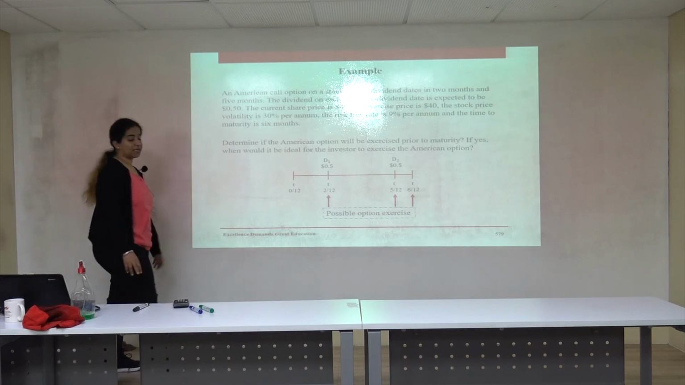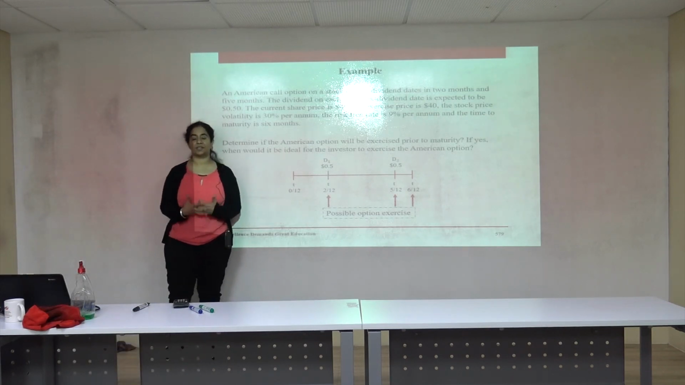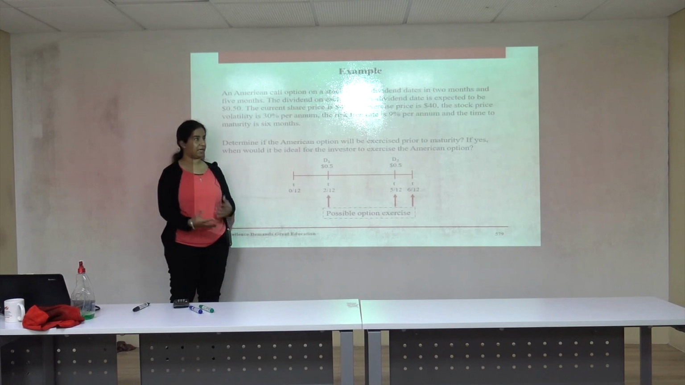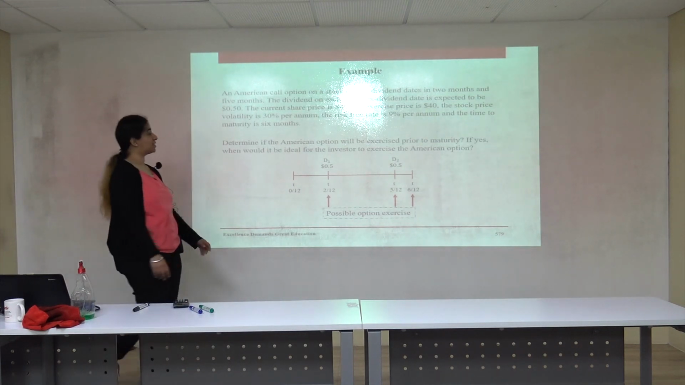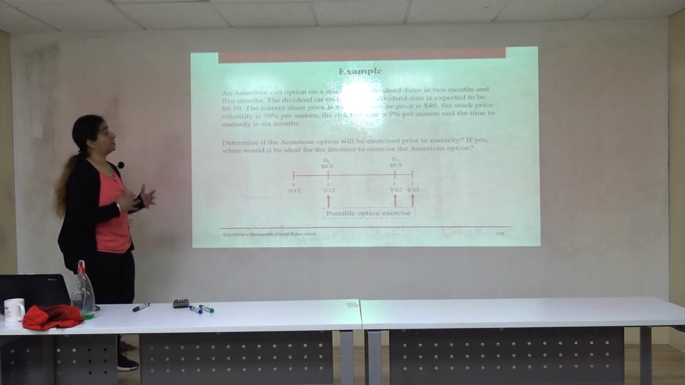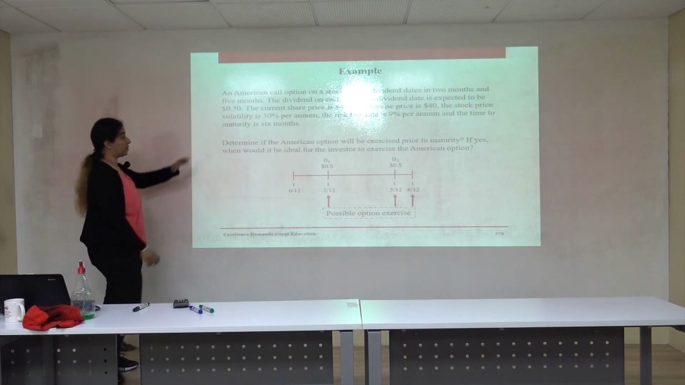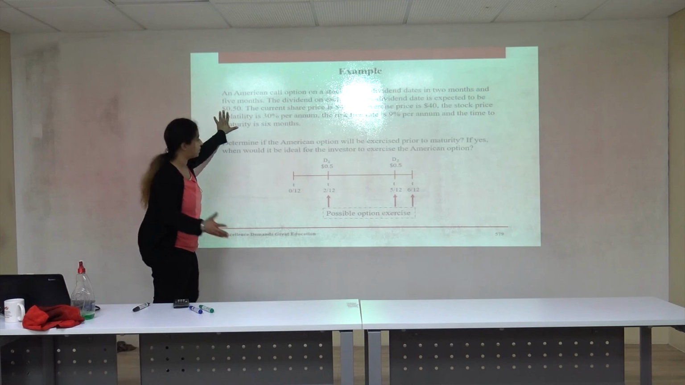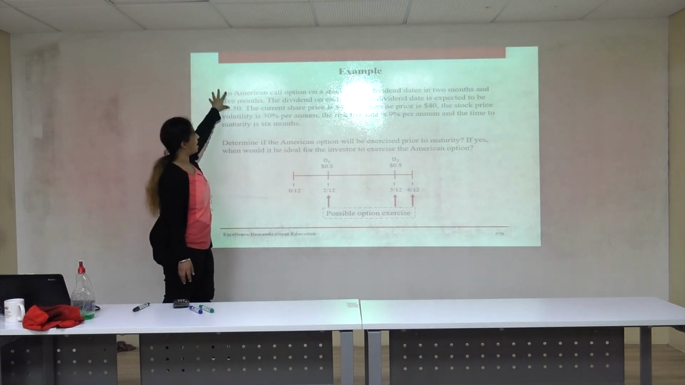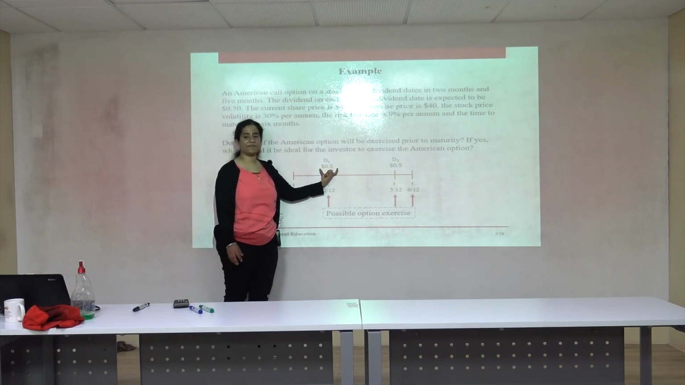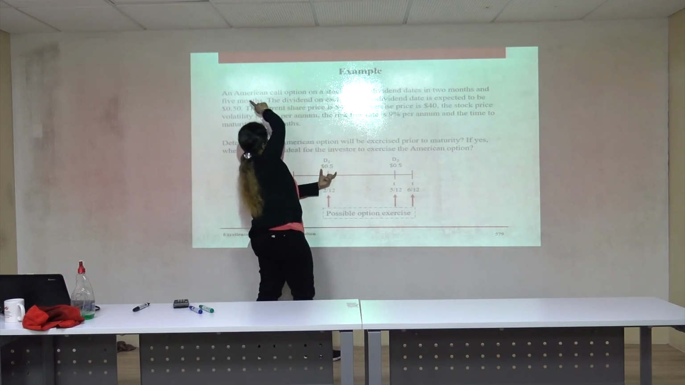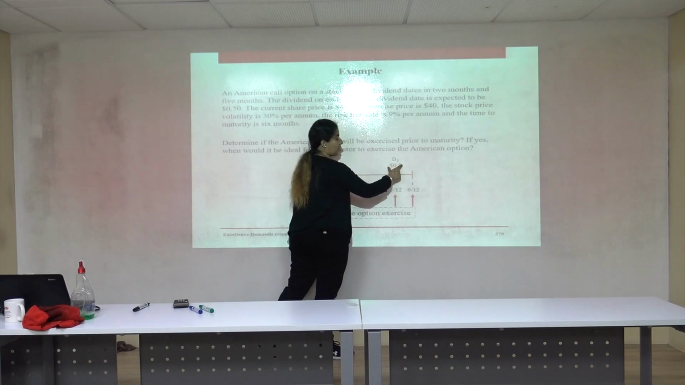Okay, so let's put this into an example to see when we would exercise an American call option early. An American call option on a stock has an ex-dividend date in 2 months and 5 months. The dividend on each of the ex-dividend dates is expected to be 0.5. So let's put this on a timeline. American option, and we're going to get a dividend in 2 months, 2 by 12, a 0.5 dividend, and another dividend in 5 months, so that's 5 by 12, another 0.5 dividend.